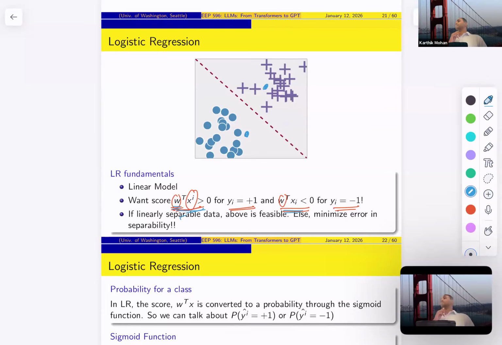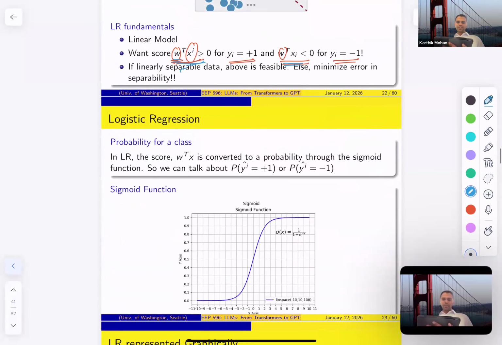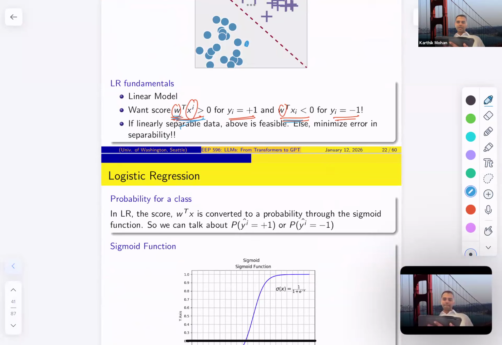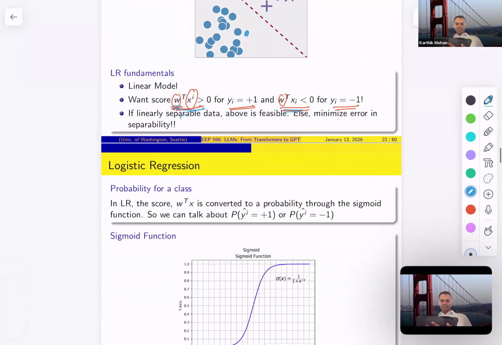It's cross entropy. So we'll look at that. Cross entropy is actually based on the probability of predicting a positive class or negative class. So it's based on that. Probability of a class: in logistic regression, the score W transpose X is converted to a probability through a sigmoid function, right? So you can talk about probability of Y, the prediction equals +1 or prediction equals -1, right?